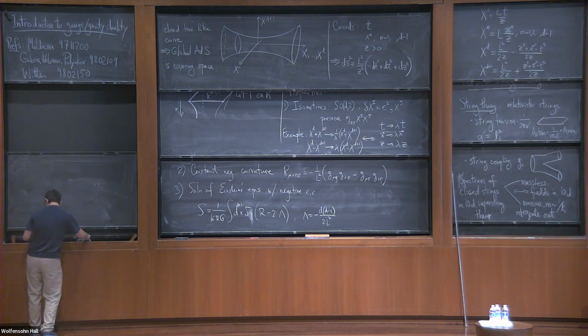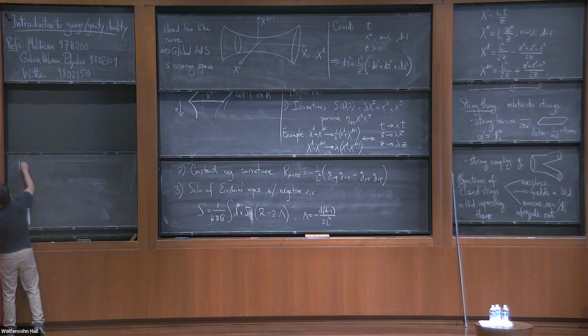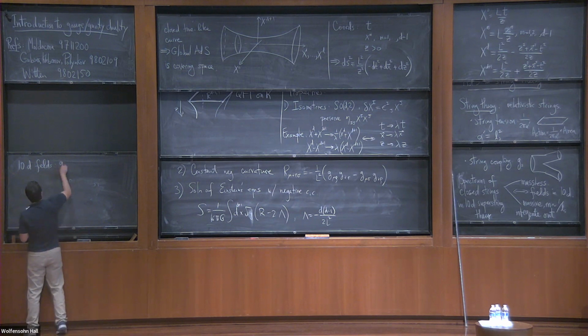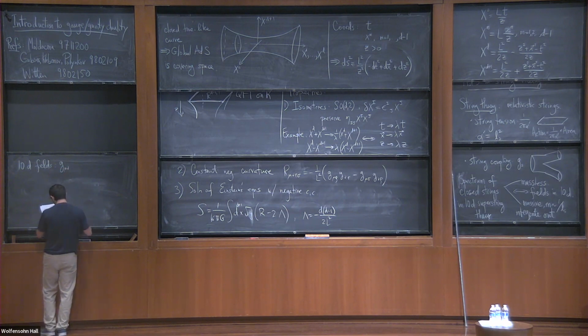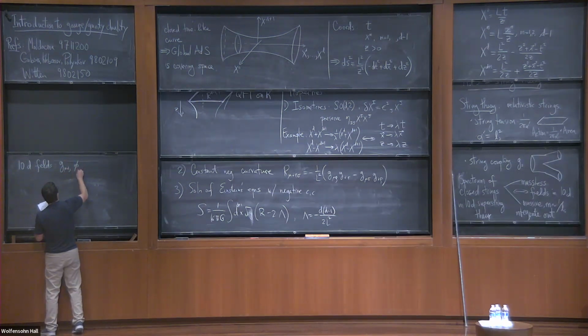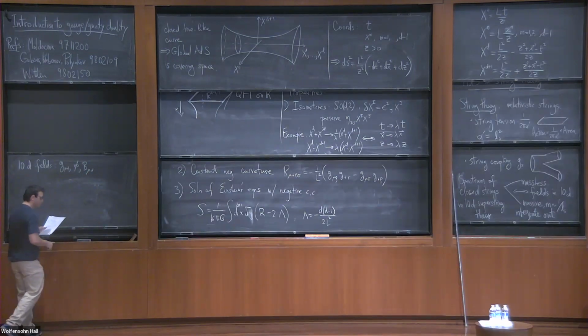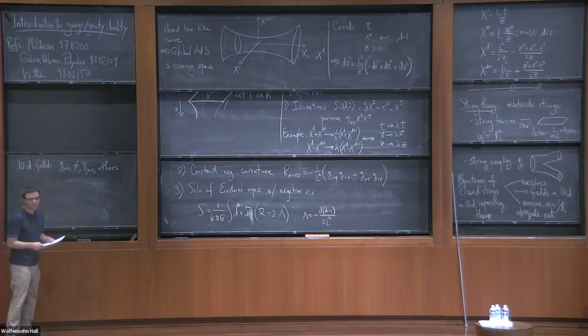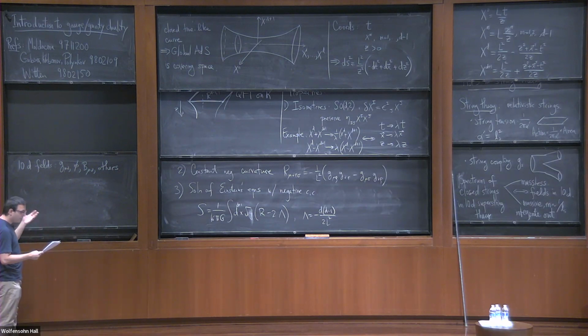So let me write that down. So the 10D fields that correspond to the massless string modes would be the metric, 10D metric, and there's other things. There's like a scalar, dilaton, there's like a 2 form or B mu nu, and there's others. I'm not going to write it down, but the important fact is that one of the fields corresponding to massless string modes is the metric, and this 10-dimensional theory would be a gravity theory.